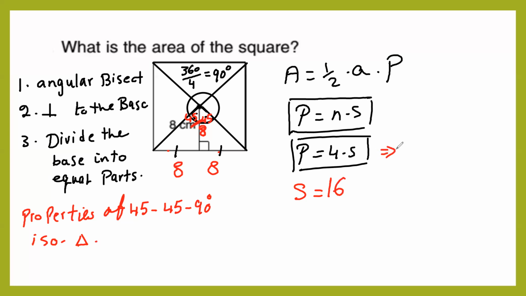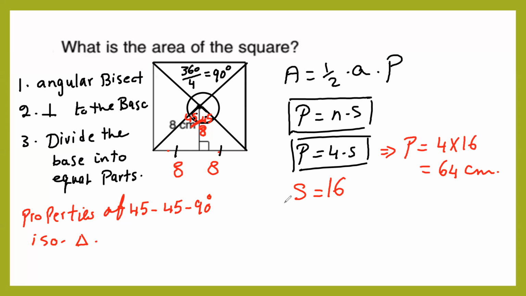So now I can find the perimeter very easily. The perimeter in this case is 4 times 16. You can use a calculator, I have no problem with that. 4 times 16 is 64. What is the unit here? It says centimeters, so 64 centimeters.